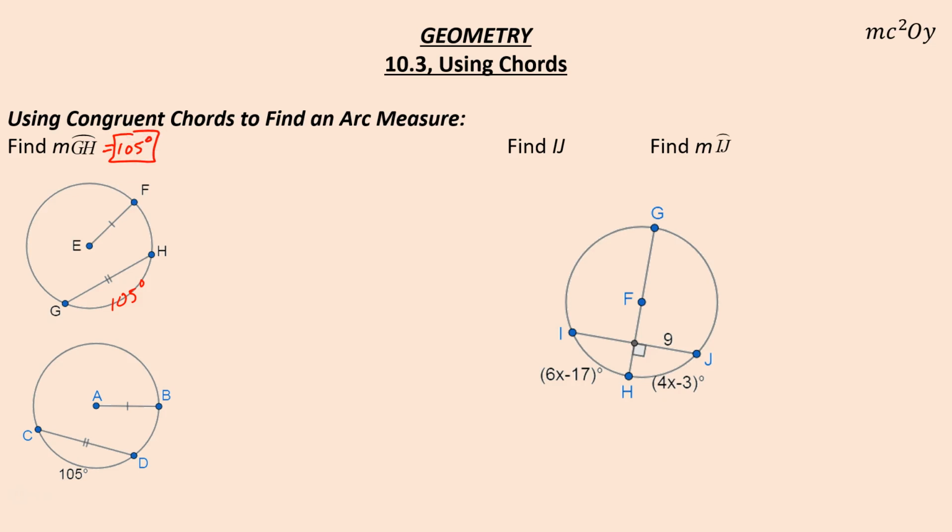Okay, another one over here. So find IJ and then find the measure of arc IJ. So IJ is a length, so we're going from here to here. Well, notice we have a diameter intersecting at a right angle. That means it is a bisector of this. So therefore, if we called this point P, JP would be congruent to IP, meaning IJ would be 9 plus 9, or 18.